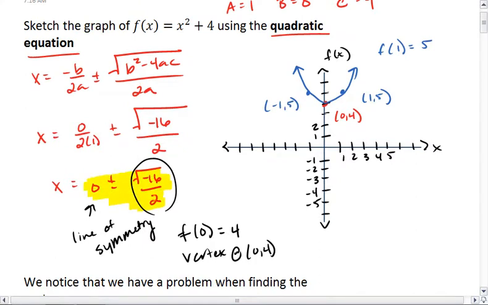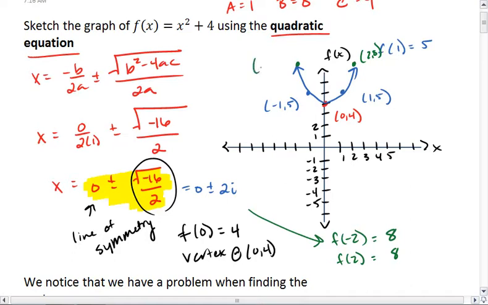So our roots are actually equal to 0 plus or minus 2i. Let's see what would happen if we did look 2 units to the right and 2 units to the left of our quadratic. So let's look at f of negative 2 and f of 2, both of which give us 8. So we could imagine plotting the points 2, 8, and negative 2, 8.